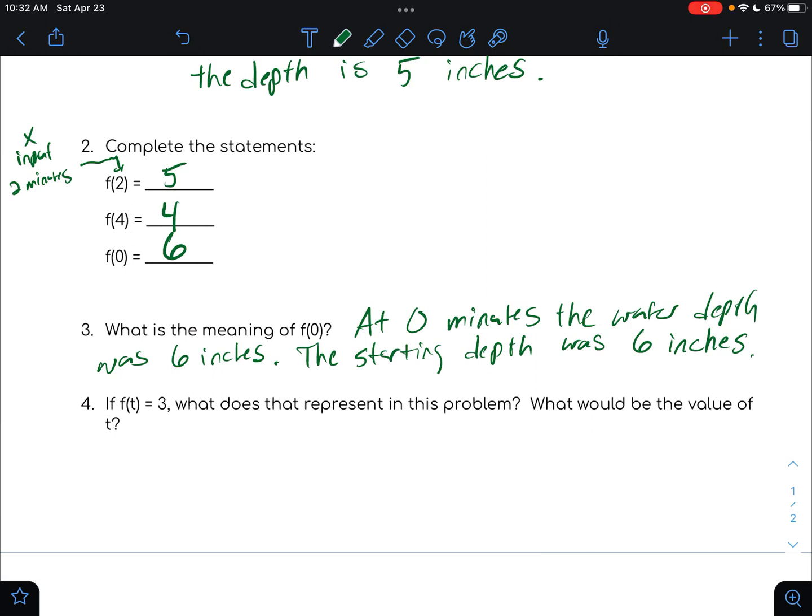All right, and finally, if f of t equals 3, what does that represent in this problem? What would be the value of t? So in this case, we don't know the time, but we know the depth. So we're wondering at what time is the depth 3 inches?